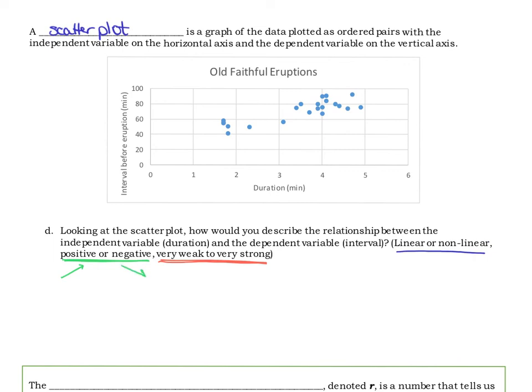In a negative linear relationship, your line is going to go downhill. And again, I think we see that this is pretty clearly a positive linear relationship.